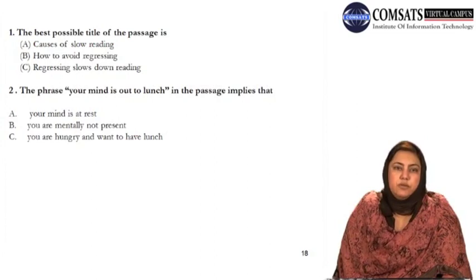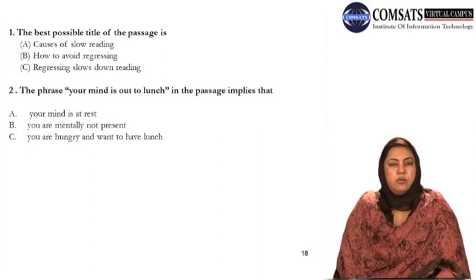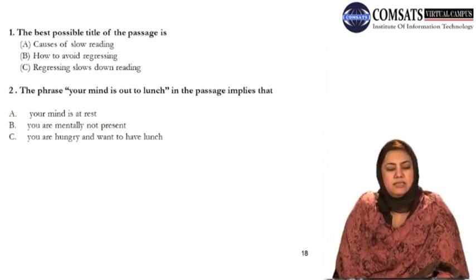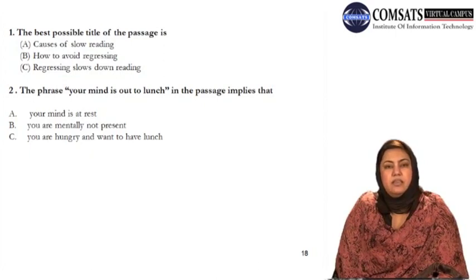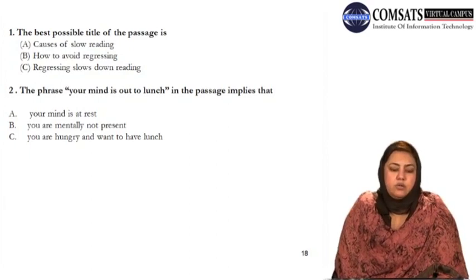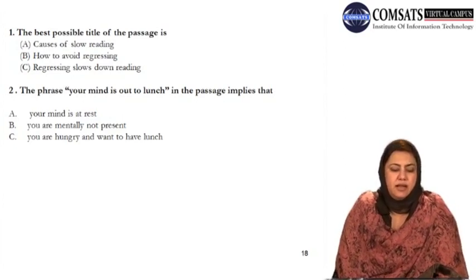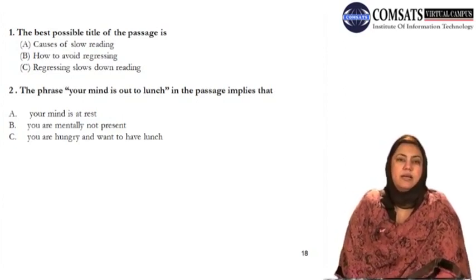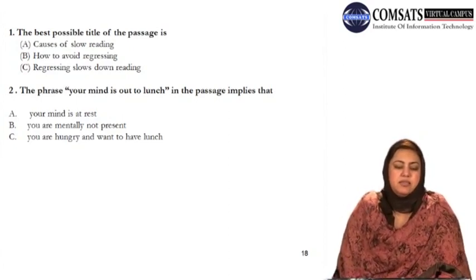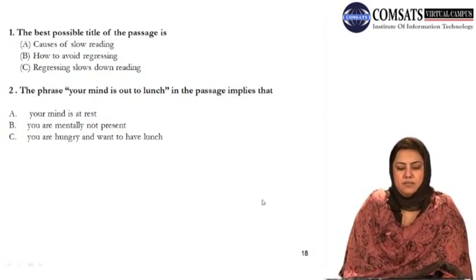You try to infer the implied meaning. Once you are able to do that, as soon as you look at the options that are given, you immediately decide that option B, you are mentally not present, is correct. It has nothing to do with being hungry and wanting to have lunch. Rather you are thinking about something irrelevant, and that is the implied meaning. And it is not about your mind being at rest. So option B in this case becomes the implied meaning of the sentence.